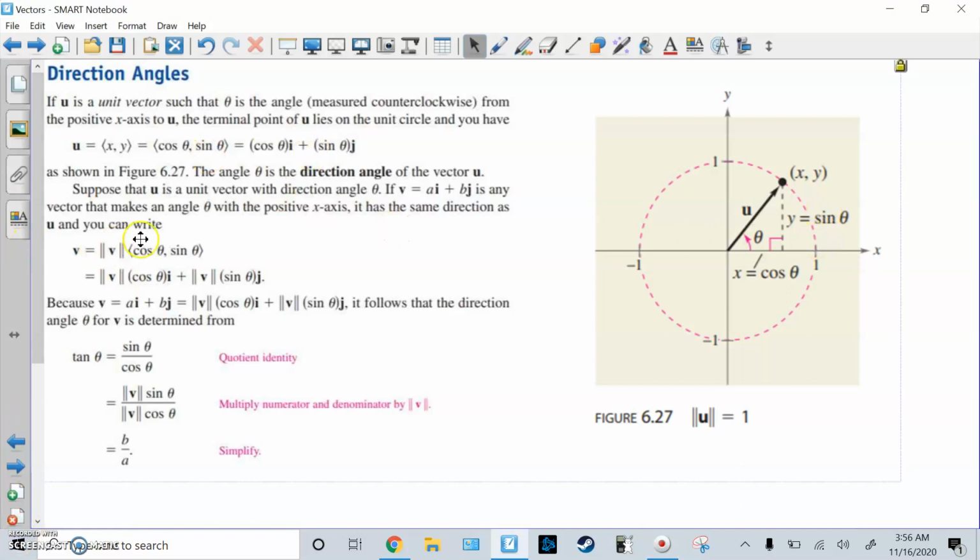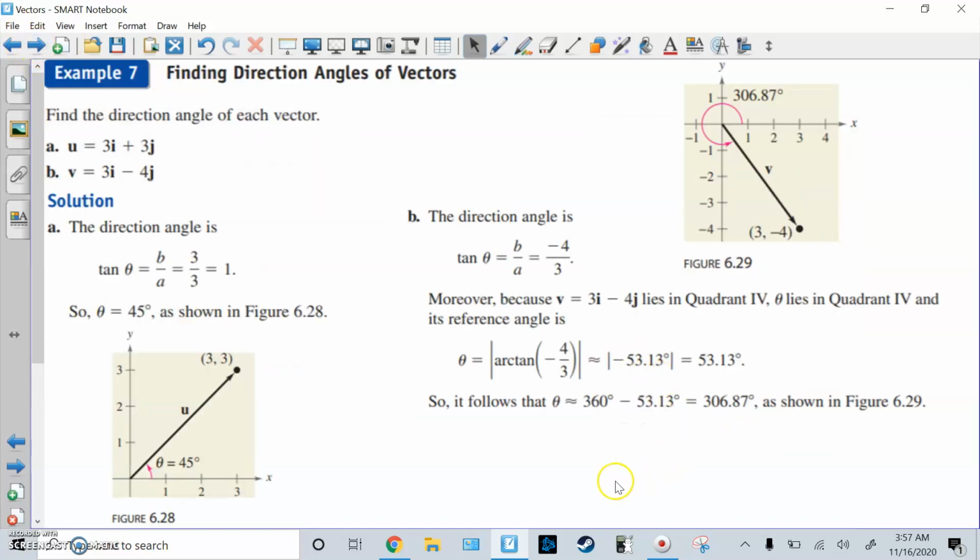You could write it out however you want, and to get the angle, you just do the b over a. So you could say it's the y part over the x part, and then you can do an inverse tan to find the angle if you wanted. So let's try some problems.